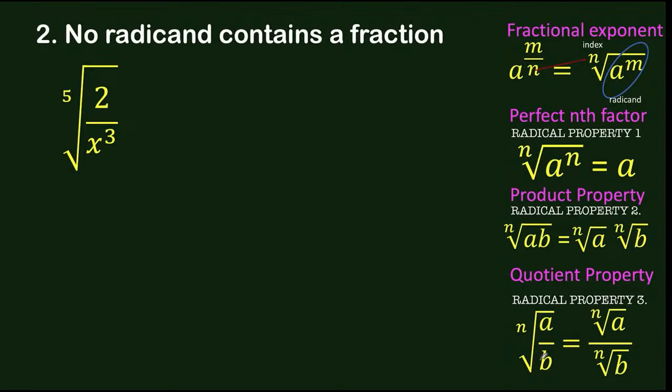So let's proceed by applying first this radical property number 3, the quotient property. We can write this as 2 radicals, the fifth root of 2 as the numerator, and the fifth root of x cubed as the denominator.